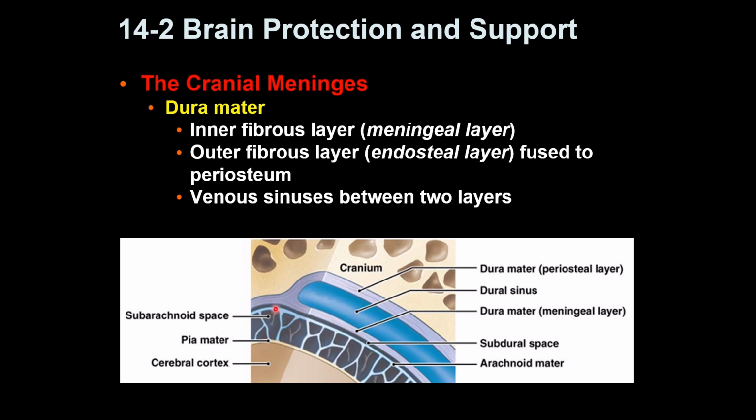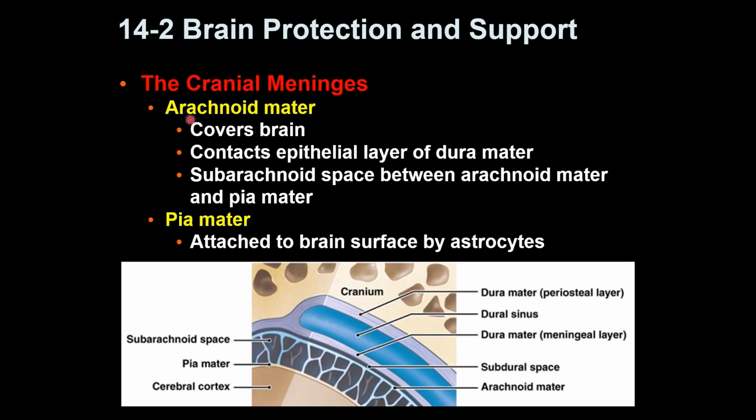Then is the arachnoid, which is the middle layer. It is a different type of connective tissue, and it has a network of connective tissue called trabeculae. The arachnoid mater is connected on one side with the dura mater, and also indirectly with the pia mater. And then below the arachnoid you have the subarachnoid space. This area that you see, the subarachnoid space, contains cerebrospinal fluid. And finally this is the pia mater, and this is directly attached to the brain by astrocytes.